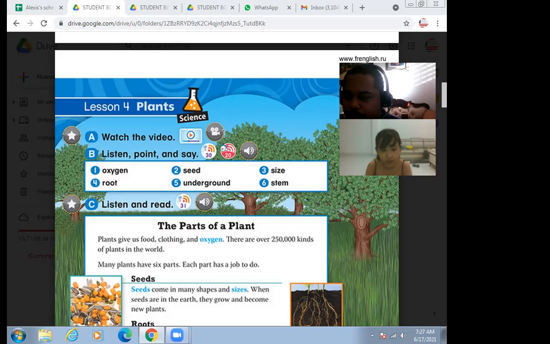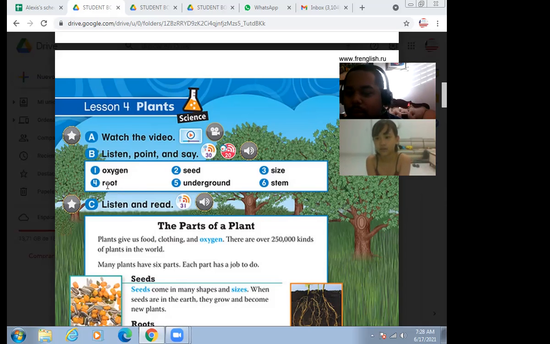So what is number 2? Seed. It's like a little grain that you put in the ground, and this will grow into a plant. That is correct. And what about the size? The size, for example, of the plant, the size of the sneakers. All right, it refers to the height of something.